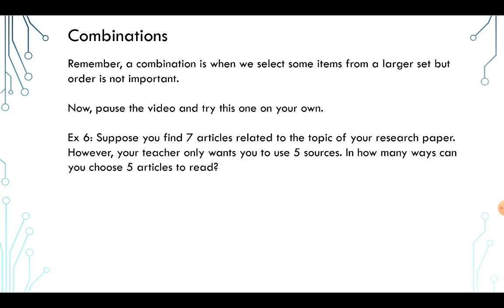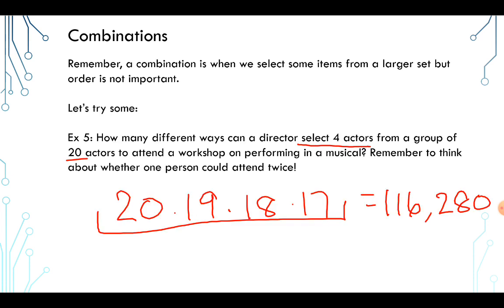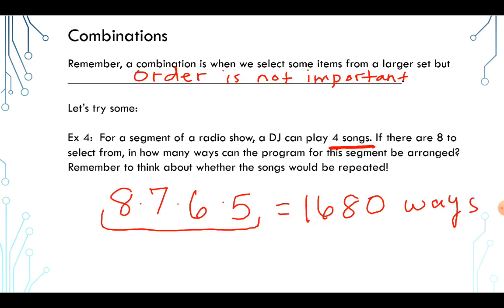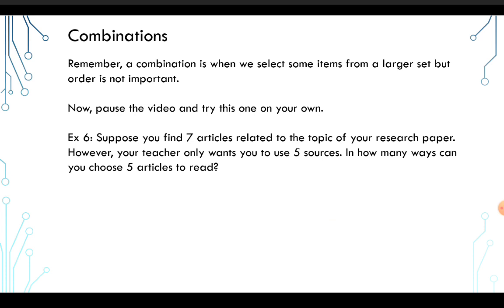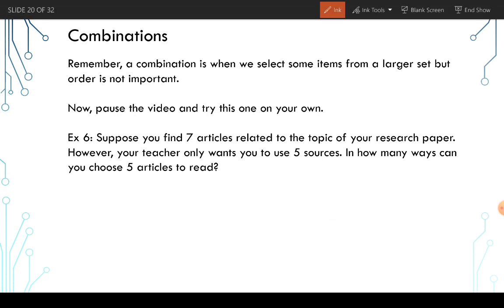All right, now I want you to pause the video and try this one on your own. Remember, you want to start with 7. Sorry about that. You want to start with 7 and multiply backwards until you have 5 numbers. Pause it and try it.